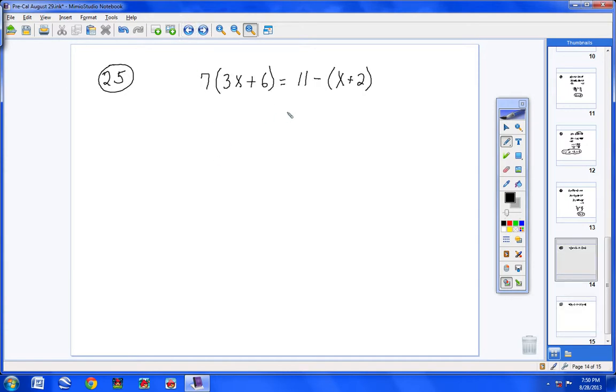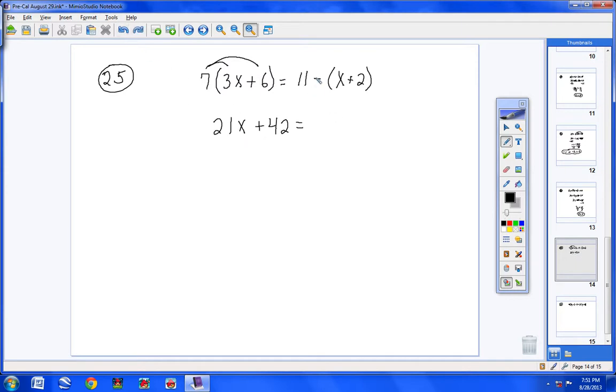All right, number 25. Now, I can simplify both sides, so please pay attention, students. Over here on this left side, I can take this 7 and multiply it through the parentheses. So 21x plus 42. Now, can you simplify this side any further? No. You've got unlike terms. There's nothing you can do.